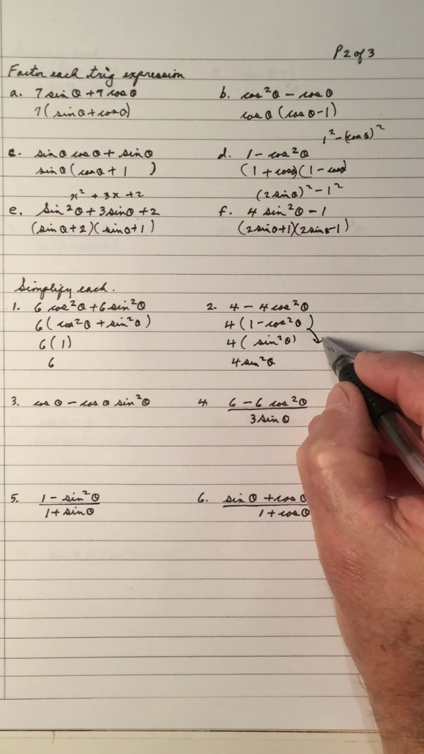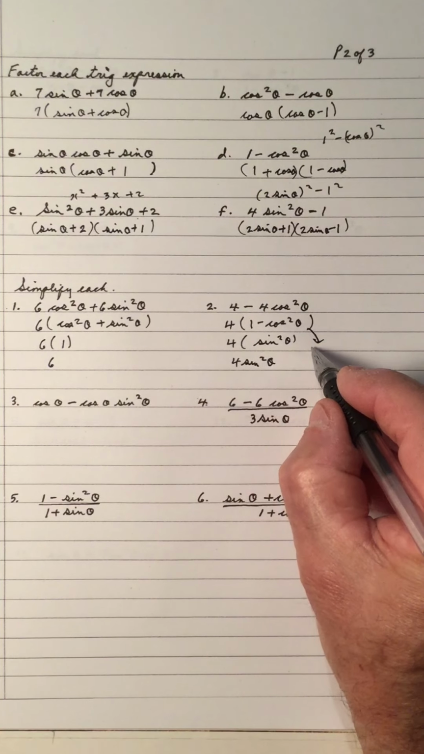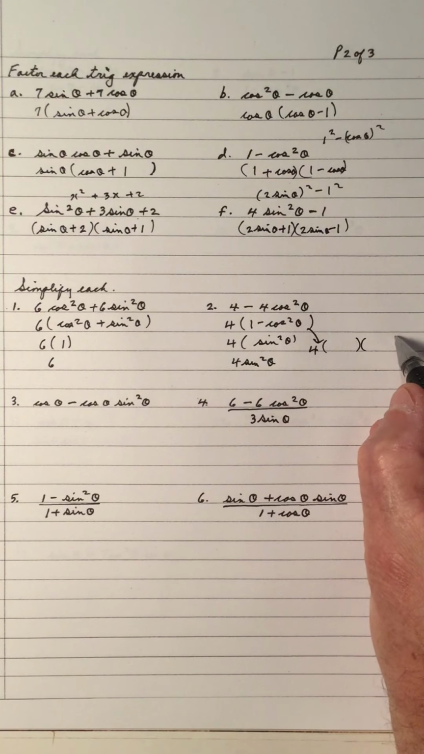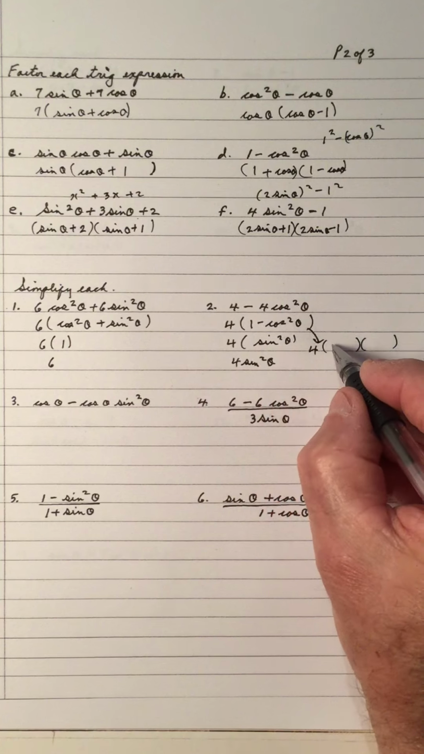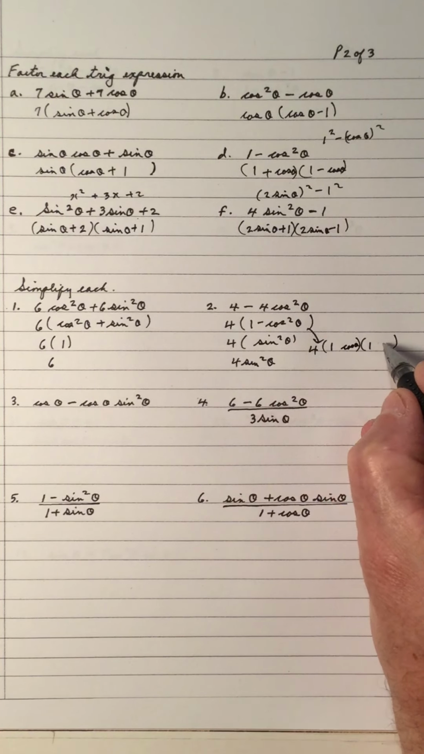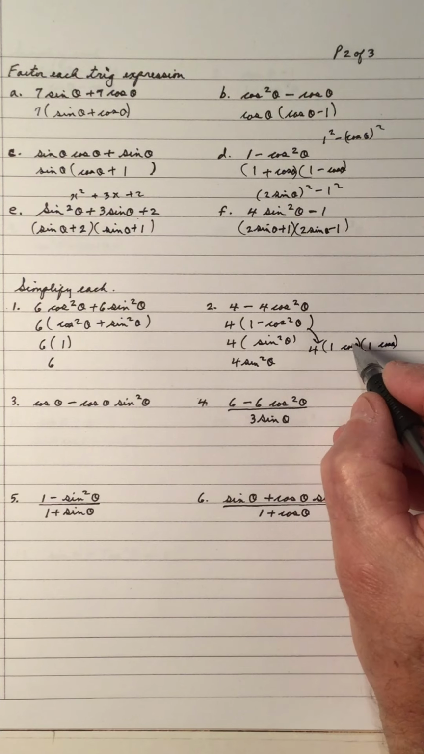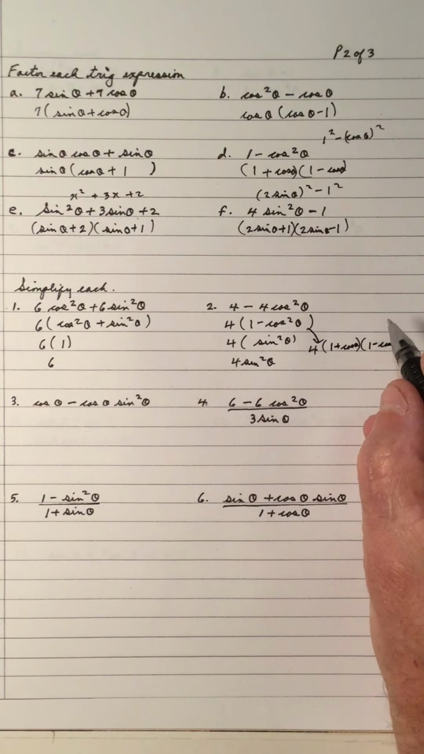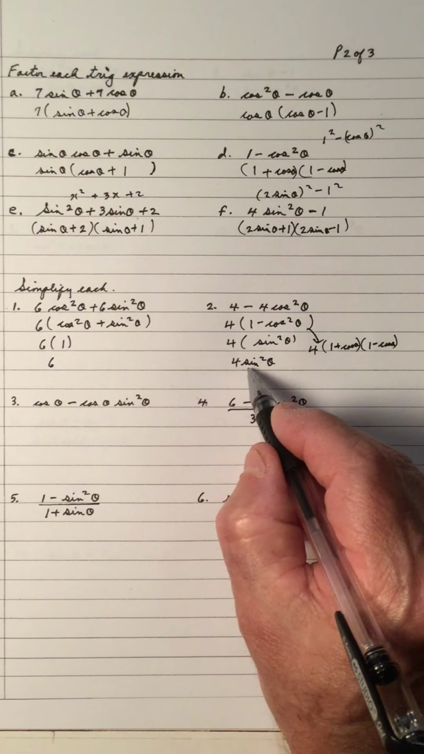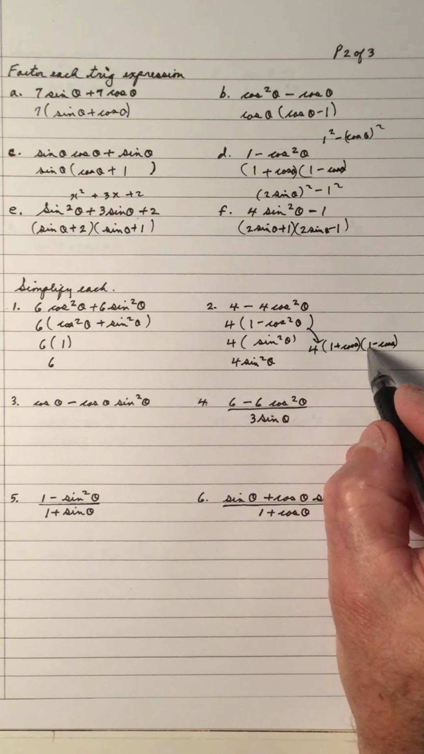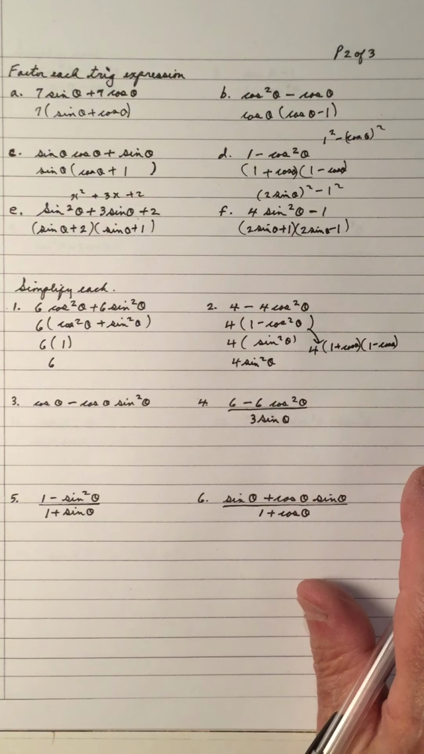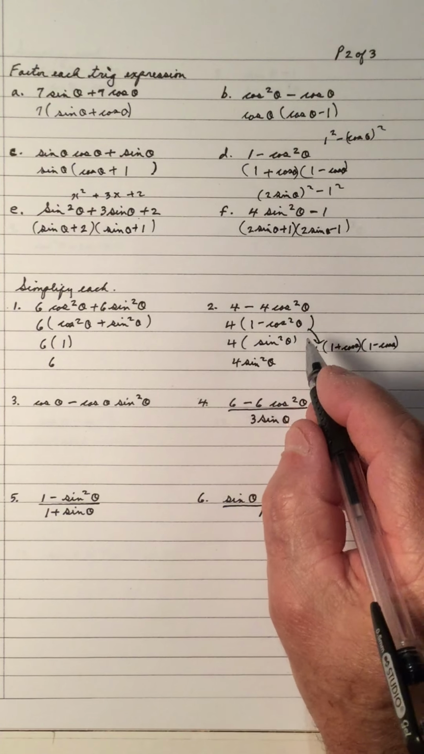Also, if you think about it, we could go with 4, and this is the difference of two squares. So that could be 1, 1, cos squared is cos theta, and plus 1, minus 1. So you could go this way and get sine squared times 4 to get this expression, or you could factor this and get this expression. You'll know which way to go when we start proving the identities.